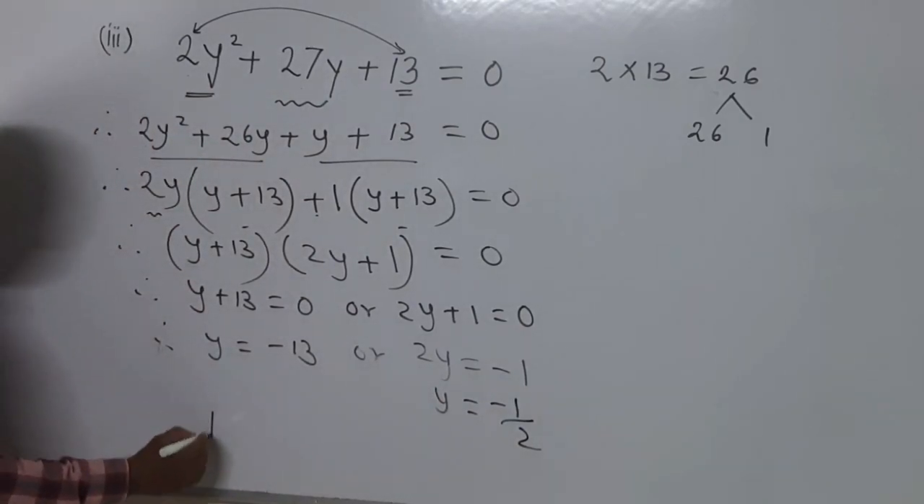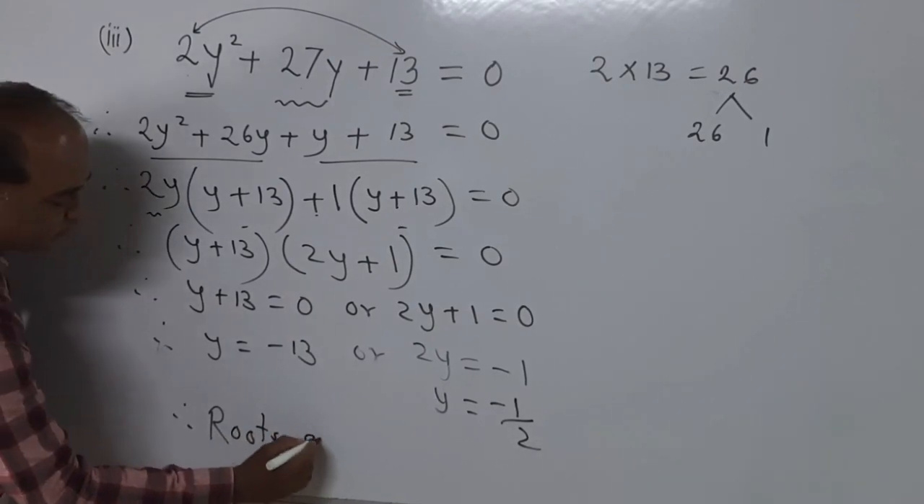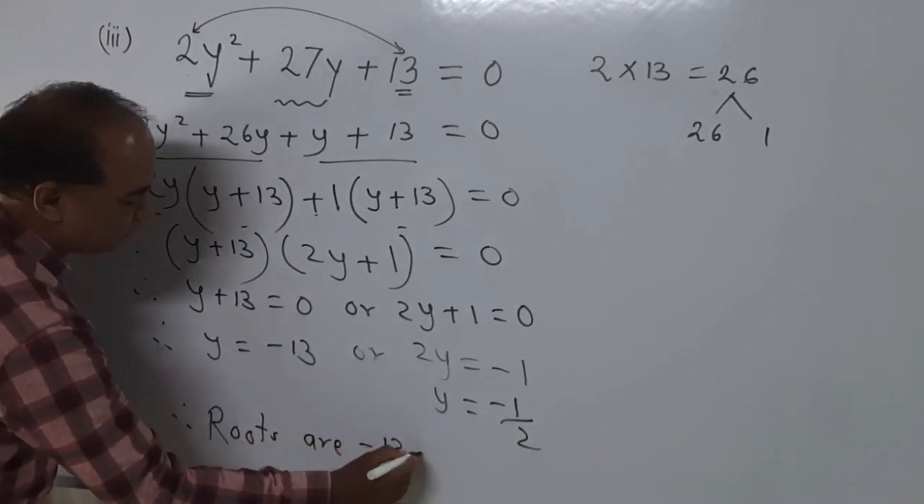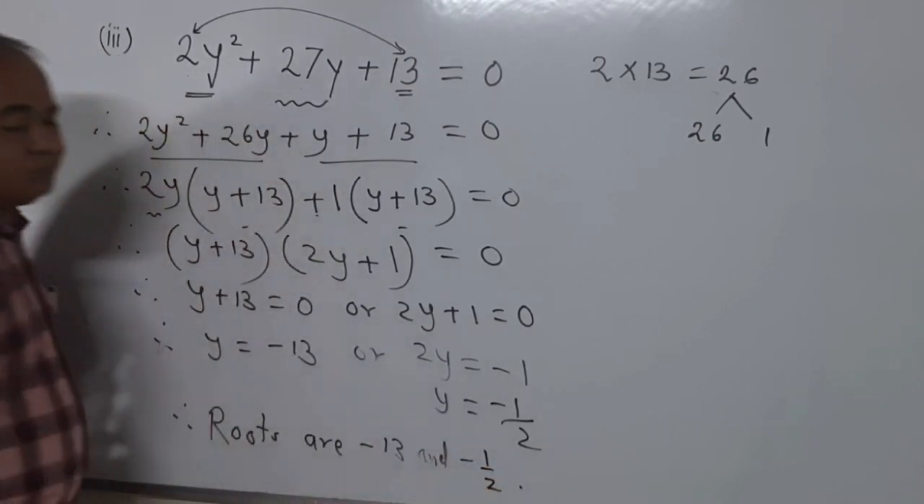So the roots of the given quadratic equation are minus 13 and minus 1 upon 2.